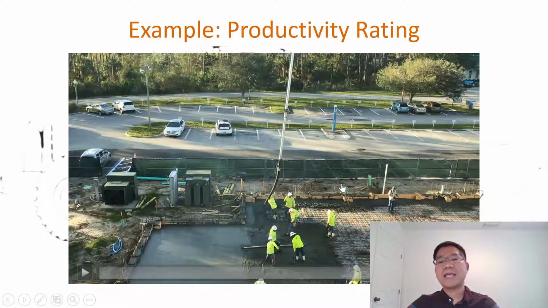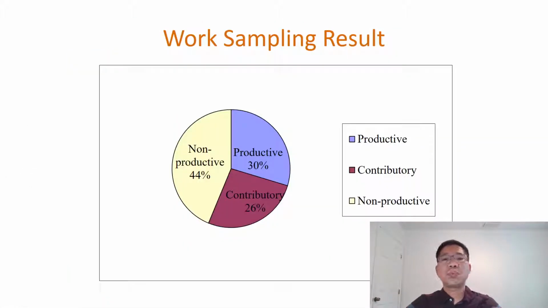So that you understand the productivity rating. When you do that rating, make sure you have at least 384 samples, which I will explain in the project later. Then we can determine, for example, for one project that I do, how many percent, how much proportion are productive. In this example, 30% are productive, 26% are contributory, and 44% are non-productive. Okay, that's from the sample.